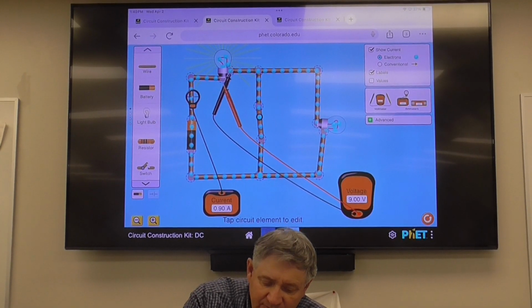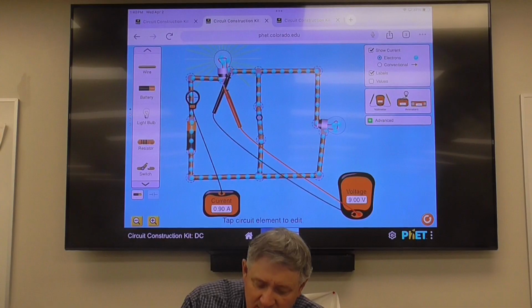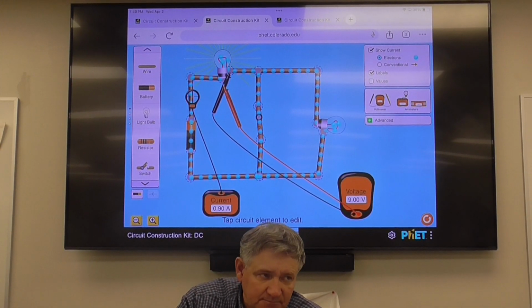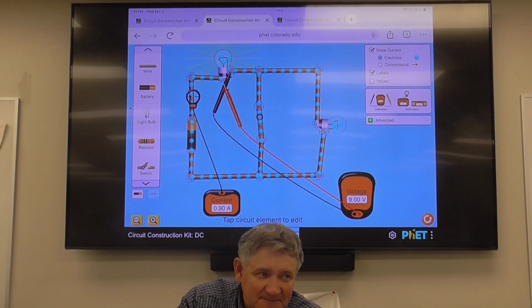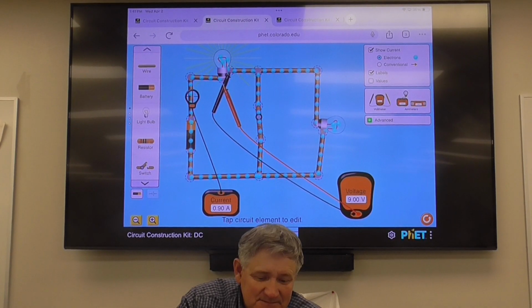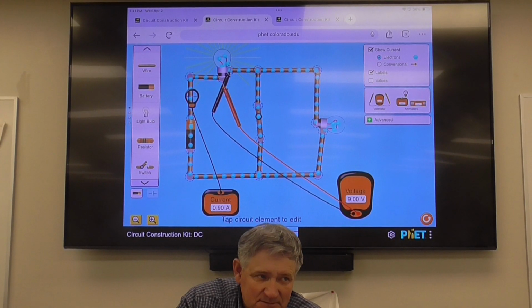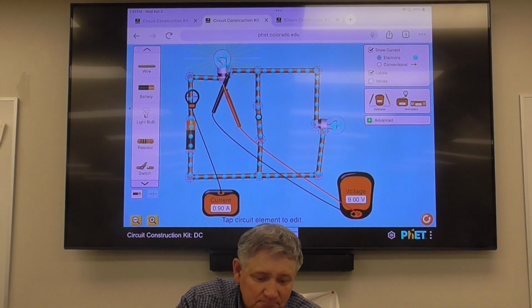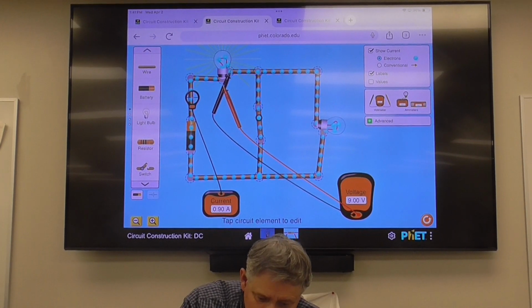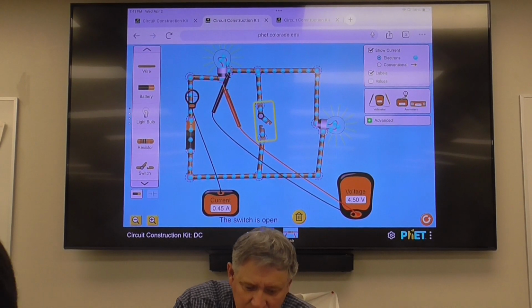What's going to happen to the voltage across the bulb? Increase, decrease, or stay the same? Decrease. Why? Because the voltage now has to be shared between the two bulbs, within one bulb and within the other bulb, but the drop between the bulbs will stay the same. Okay? So, if I open up the switch, yes.